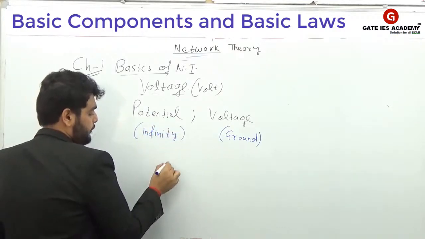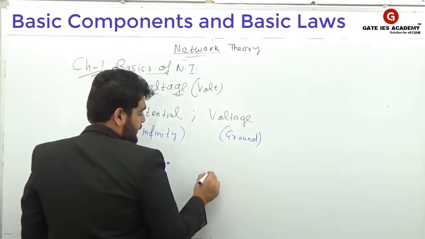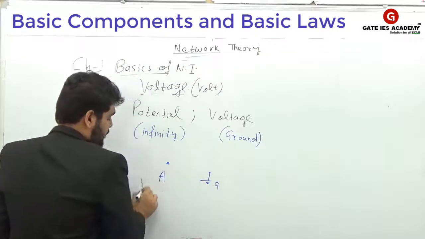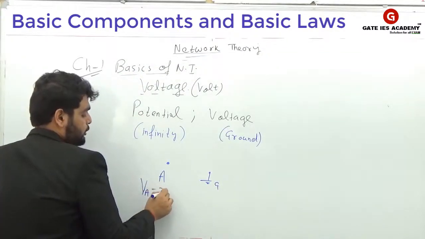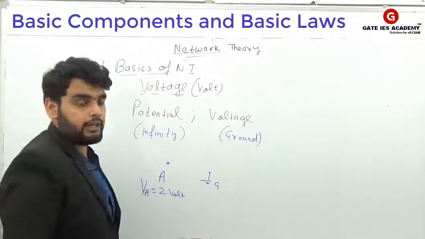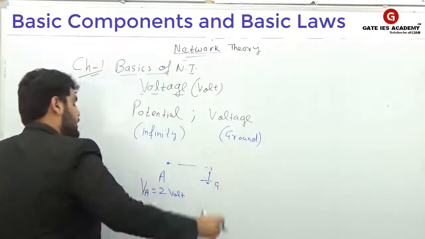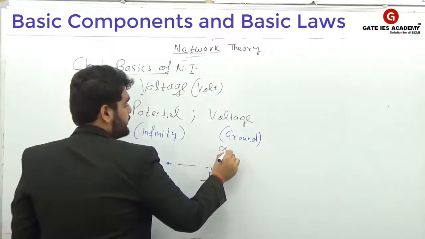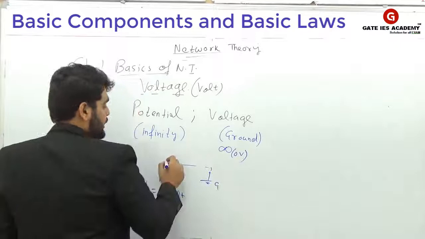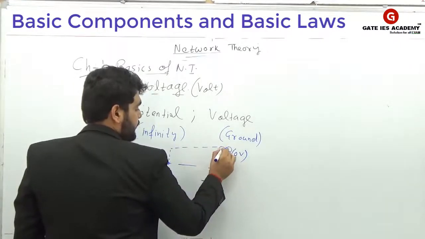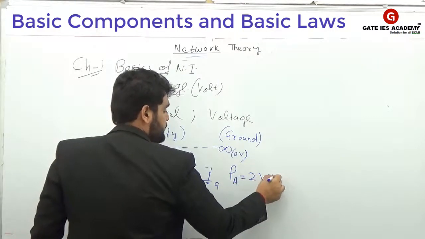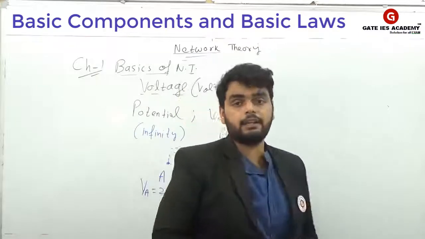Let us suppose I have one point A and I have one ground here. Okay, this is ground, and I am saying potential of A is equal to 2 volt. Then I am wrong here. I have to say voltage of A is 2 volt here with respect to ground. Now the same A, but the reference is infinity, and for this reference the voltage of this reference is 0 volt. Okay, now if the reference is changed, then I have to say the potential of A is 2 volt. Okay, so the only game here is of reference.